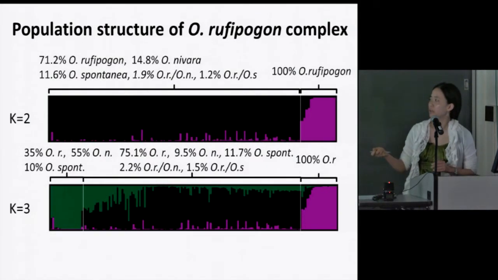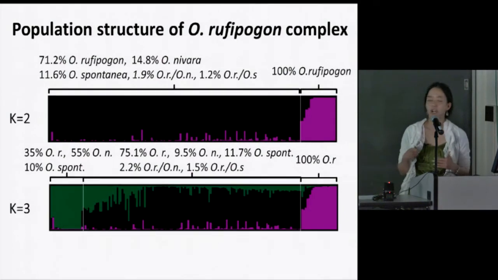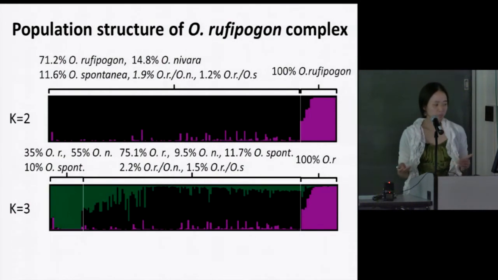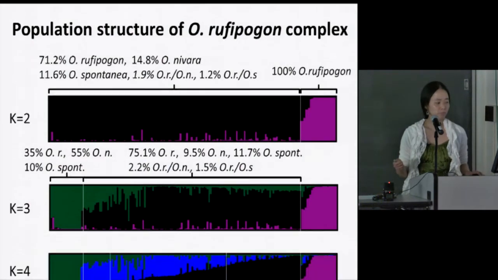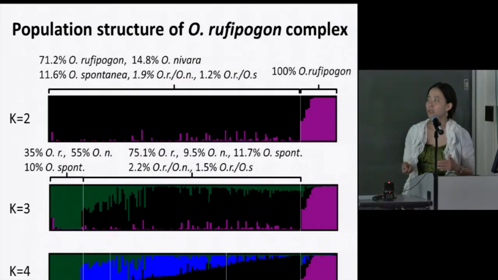If we go to K equals 3 and divide our panel into three different groups, we see even more confusion. The purple cluster of 100% rufipogon pretty much stays constant, but you have a green cluster on the other end coming out. And that is also showing an admixture of different species classifications, where you can't really say it's one or the other. And if you look at K equals 4, which is actually what was shown through delta K values to be the most significant number of populations in our panel, we have four different clusters.